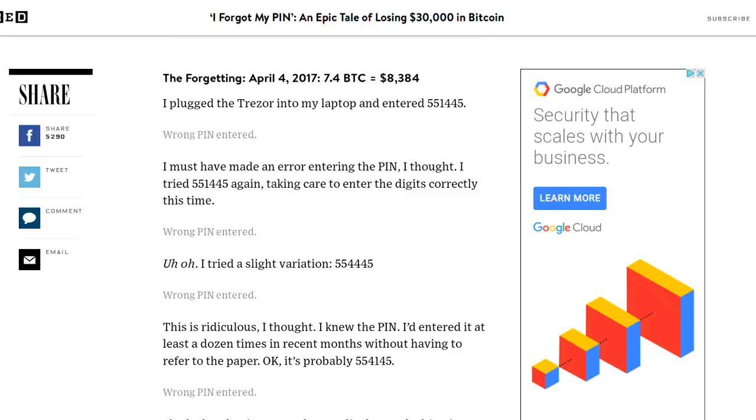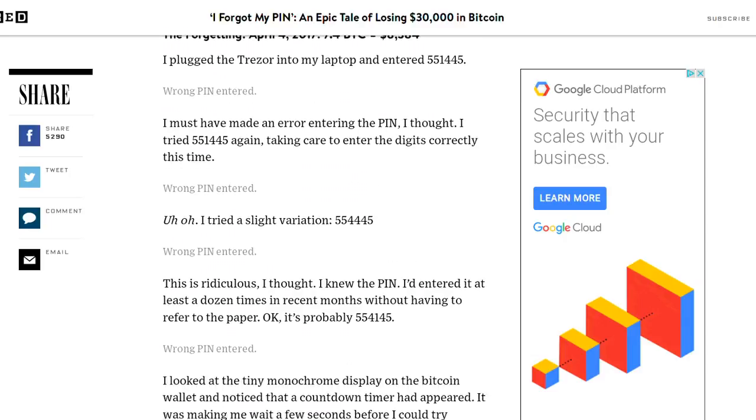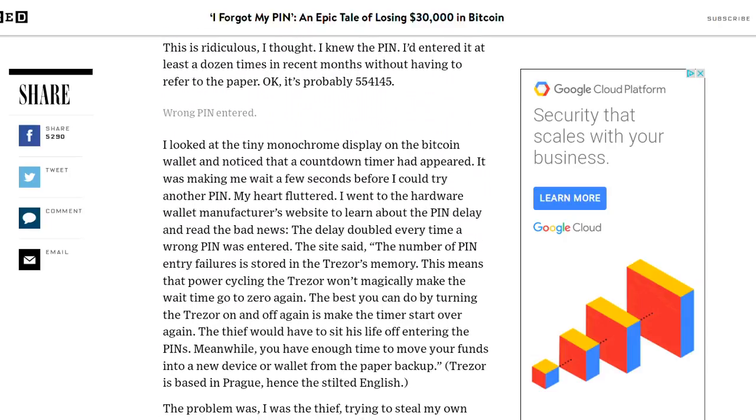He must have made an error, he thought, so he tried the number again, being very careful. Wrong PIN. And he tried a variation, wrong PIN. This is getting ridiculous. I've done it at least a dozen times in recent months without having to refer to the paper. Okay, it's probably this. Wrong PIN entered.